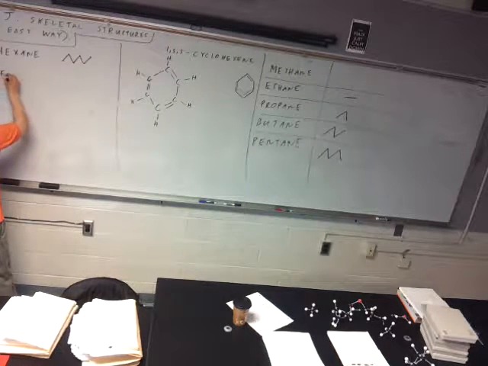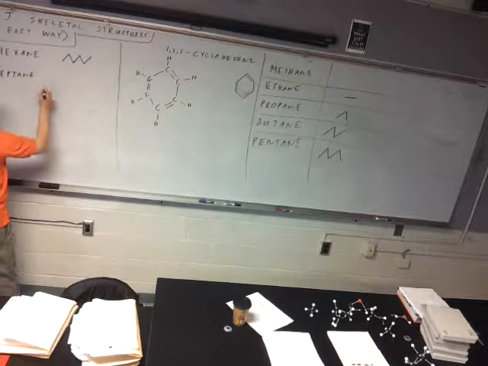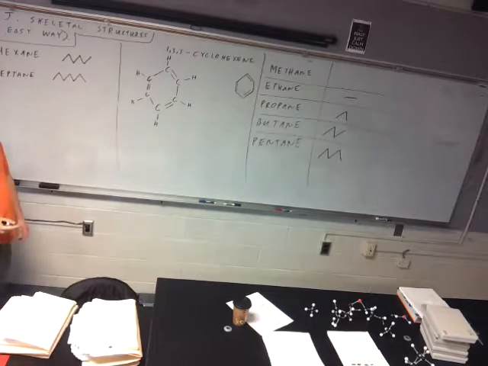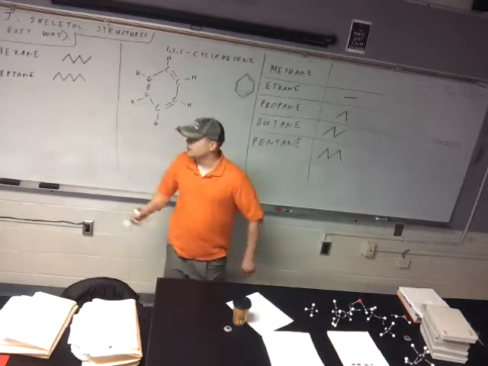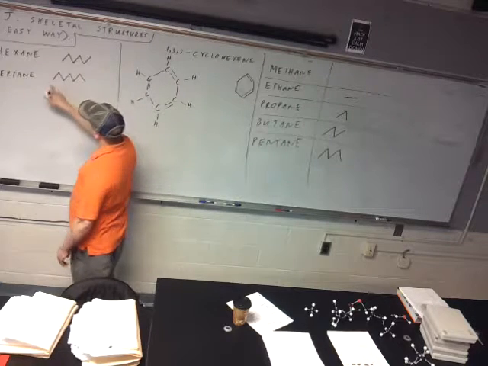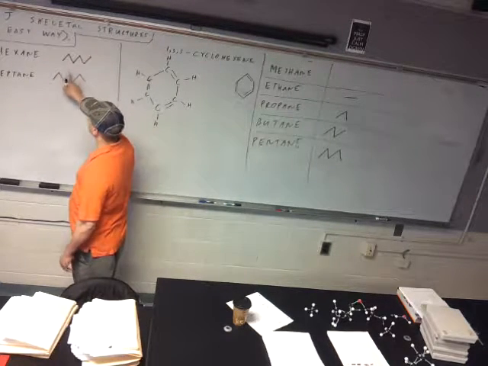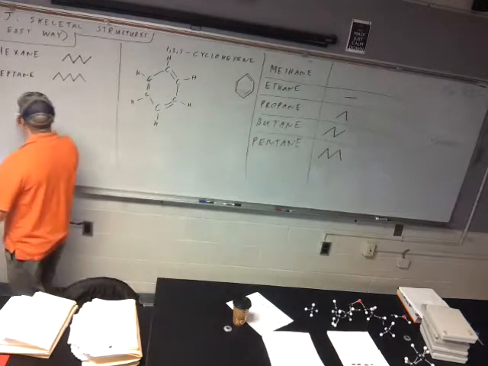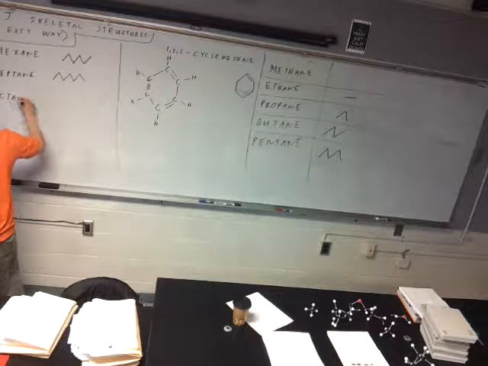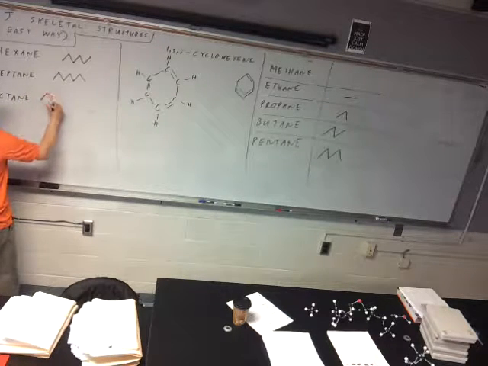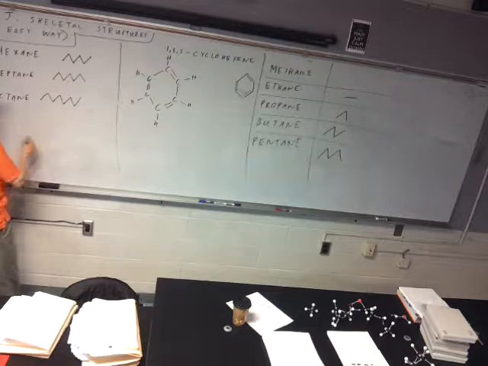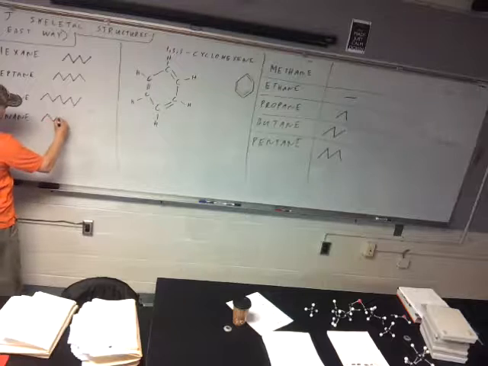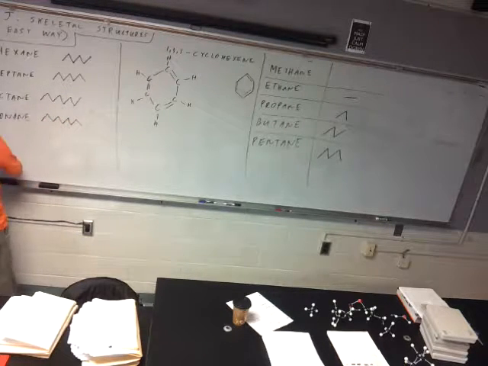Heptane. 1, 2, 3, 4, 5, 6, 7. And you should be able to get the formula from these, right? You can count the points and get your carbons. And 3 hydrogens, 2, 2, 2, 2, 2, 3. Add them all up and you get the formula. Or you can write it the old-fashioned way. Octane. 1, 2, 3, 4, 5, 6, 7, 8. Nonane. And decane.